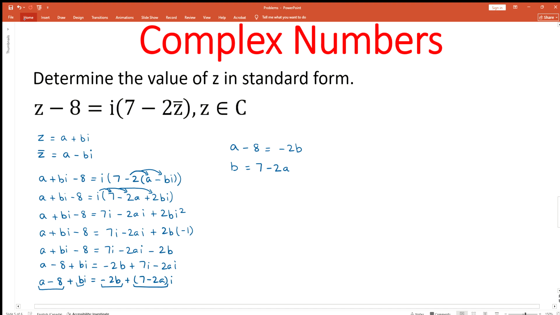These two equations are linear equations. We can solve them using the substitution method. We can do substitution for b. In the first equation, we can replace b with 7 minus 2a. Next, we can distribute negative 2 into the parentheses.